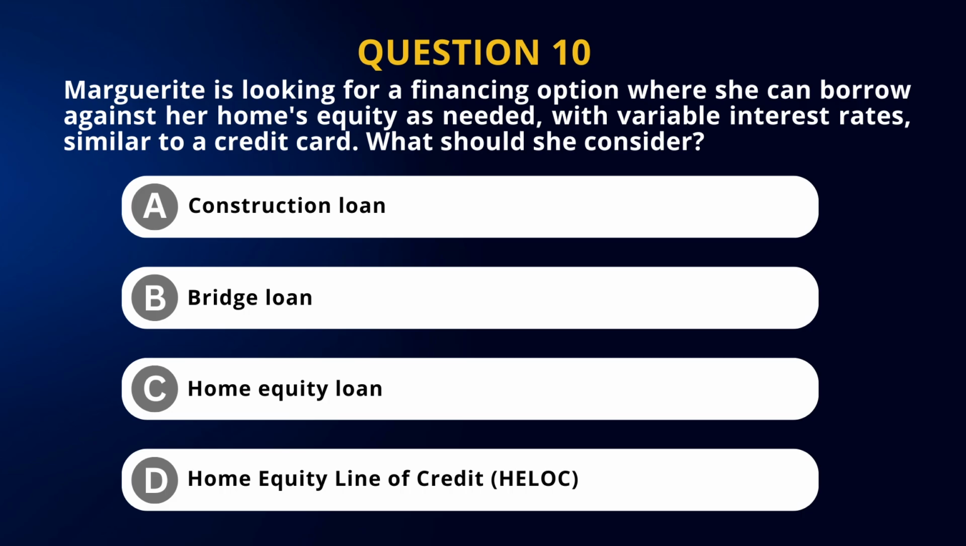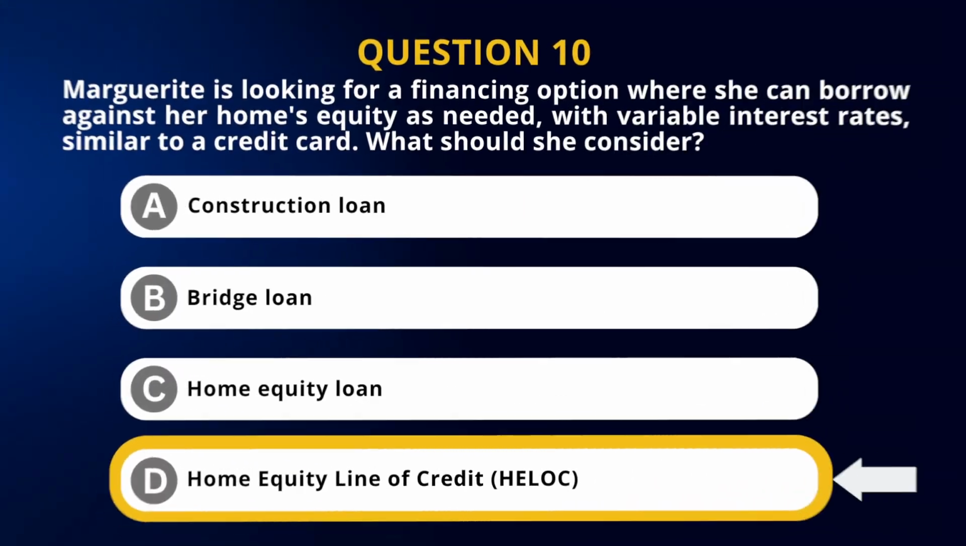Question number 10. Marguerite is looking for a financing option where she can borrow against her home's equity as needed with variable interest rates similar to a credit card. What should she consider? Letter A, construction loan. Letter B, bridge loan. Letter C, home equity loan. Letter D, home equity line of credit. And the answer is letter D, a home equity line of credit.